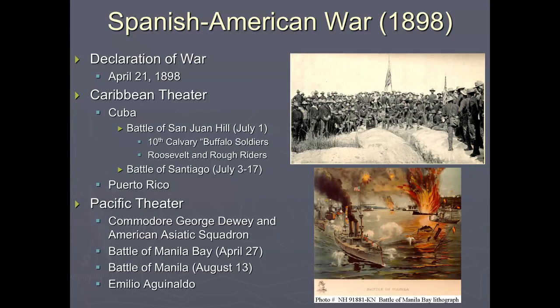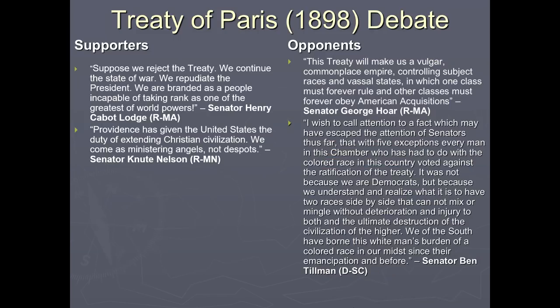The Spanish-American War was nicknamed the Splendid Little War. It was really, really quick. We're going to take Cuba. We're going to take the Philippines, and in the Treaty of Paris of 1898, we're going to gain Puerto Rico. We're going to gain Guam. We're going to gain the Philippines, and we're going to be a military protectorate over Cuba.